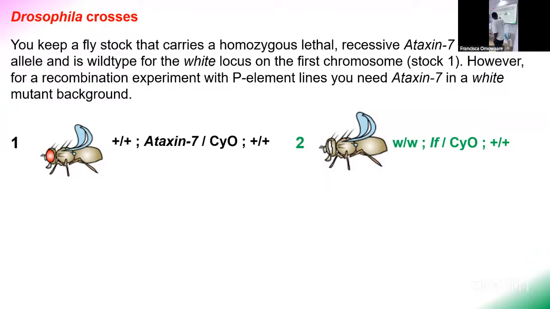And you can look at the animal, and okay, this is plus over plus. Oh, it's red-eyed, okay, that's fine. Oh, you know what? Oh, it's got ataxin 7 over Curly. Oh, okay, wait. Okay, yeah, that's Curly.